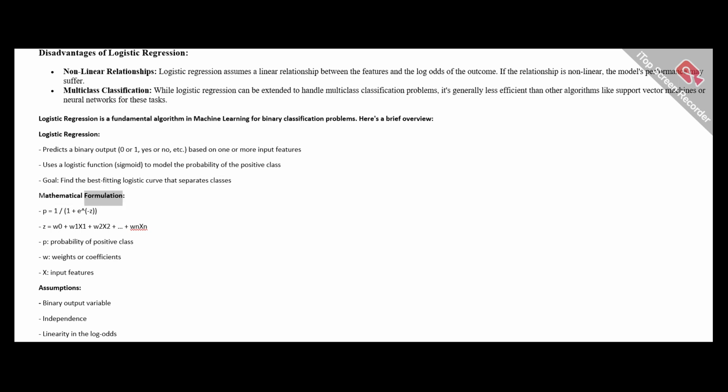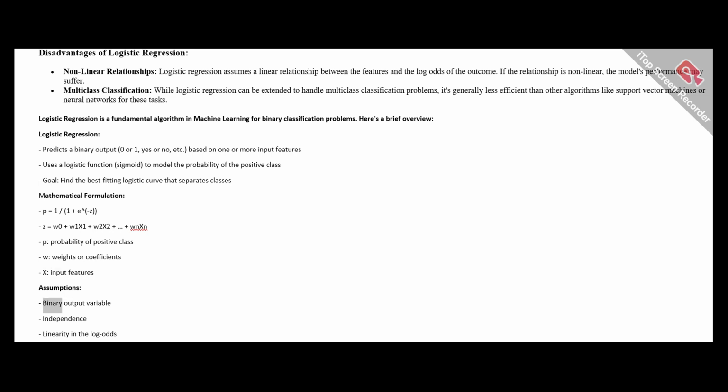Mathematical formulation. P equals 1 over 1 plus e to the power of negative z. Z equals W0 plus W1x1 plus W2x2 plus Wnxn. P, probability of positive class. W, weights or coefficients. X, input features.